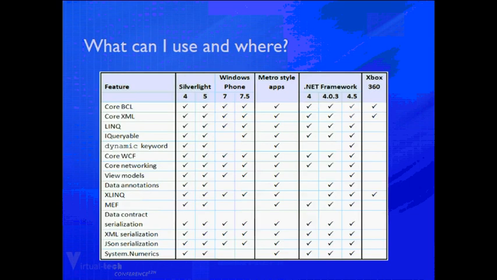When I use the portable class library across the different environments, like I mentioned, Silverlight, Windows Phone, Metro app development, or Xbox and .NET framework, there are a few features that are available and a few that are not available with each of the frameworks right now with the PCL. This is a small matrix that we can see. It shows the base features like core WCF, core networking, LINQ, serialization, JSON serialization, and XML serialization that are available across the different environments.